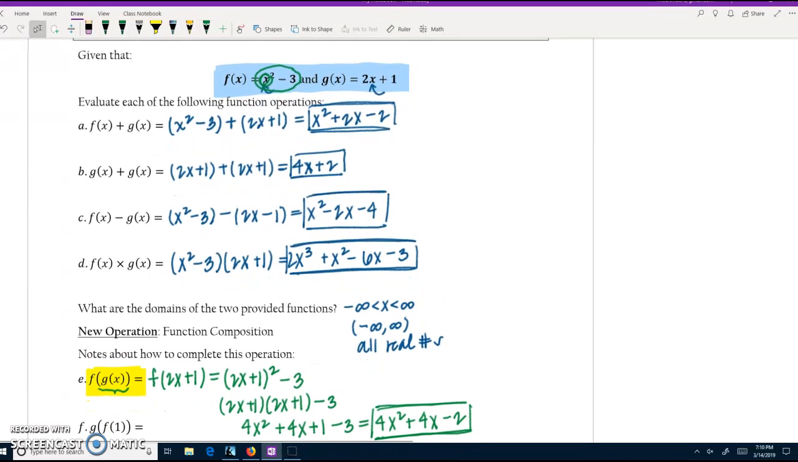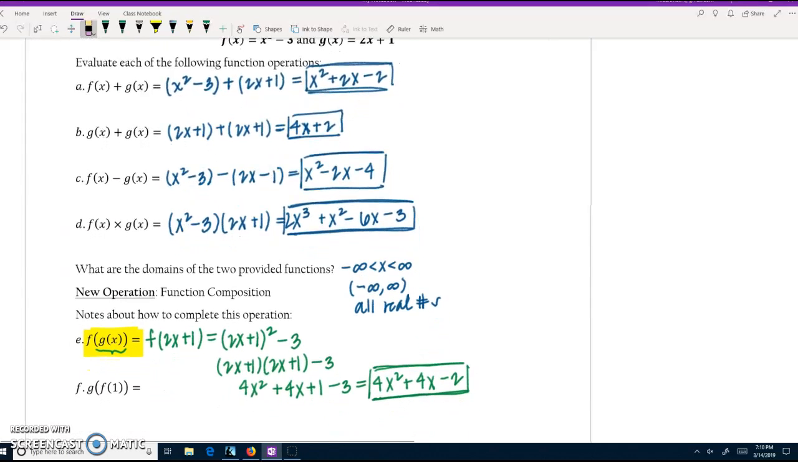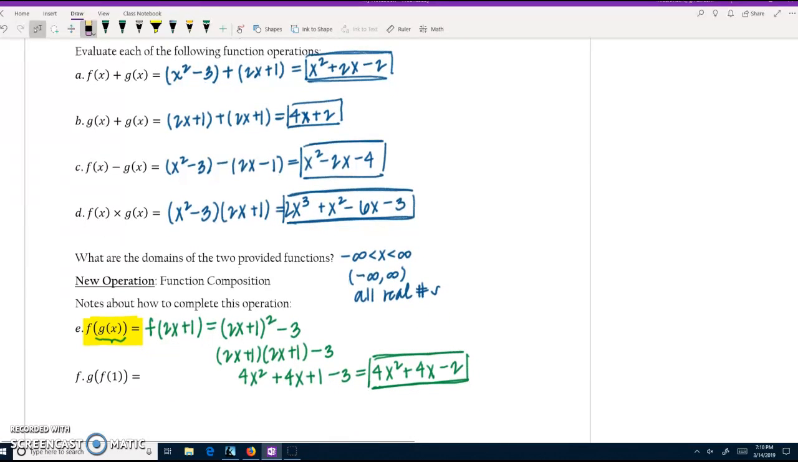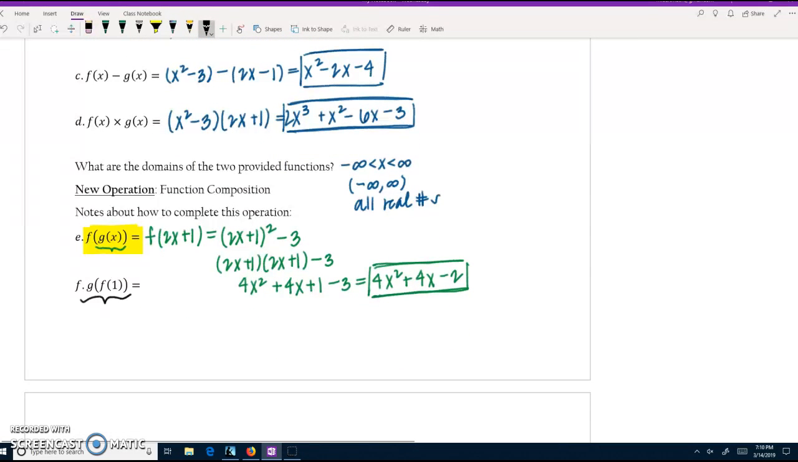That would be f of g of x. So plugging the function g into the function f. Now, let me just erase this here so we can consider it in the opposite form. We want to be able to identify both f of g of x and also g of f of x. So the next problem on this slide asks me to find g of f of 1.